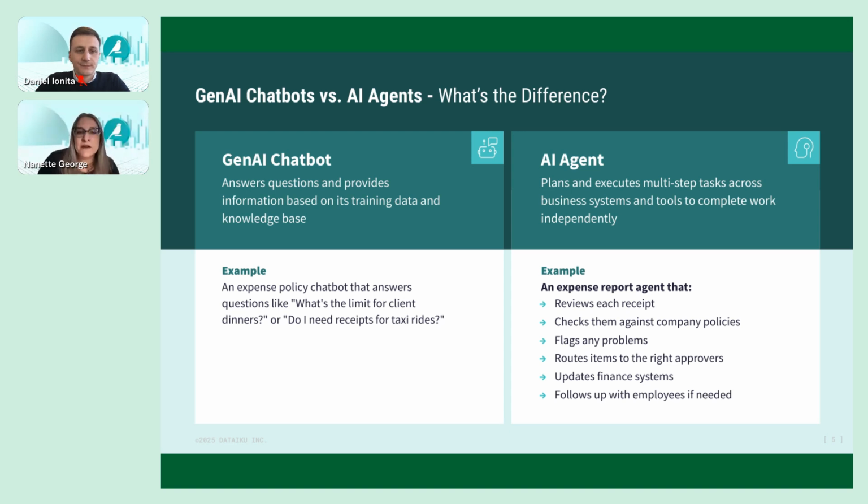So in our comparison example here, we have a chatbot on the left that can answer your questions about your company's expense policy. But an AI agent in this space would be able to do things like review receipts, check them against policies, flag any issues, route items for approval, make updates to data systems, and send follow-up messages if needed.